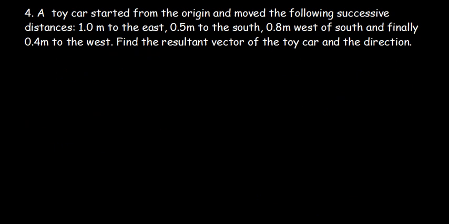Question 4. A toy car started from the origin and moved the following successive distances: 1 meter to the east, 0.5 meters to the south, 0.8 meters west of south, and finally 0.4 meters to the west. Find the resultant of the toy car and the direction. These are simple questions.